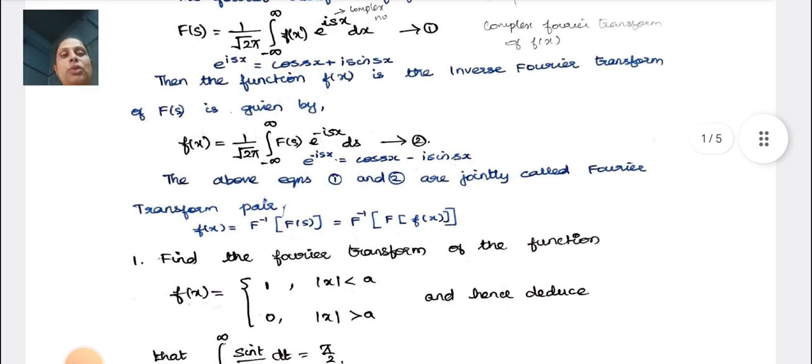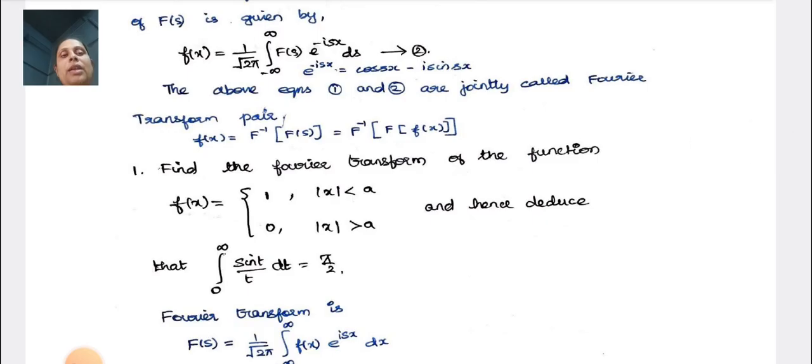Here we are going to see some basic problems for the Fourier transform. Okay, so find the Fourier transform of the function f of x equal to 1 if mod x less than a and 0 if mod x greater than a. Okay, here the integral from 0 to infinity of sin t divided by t dt equal to pi by 2. So here we want to deduce the part that is given, and the f of x is given. First we want to find the Fourier transform.